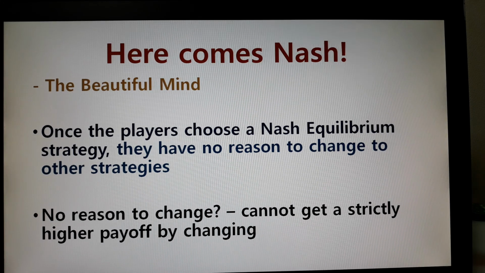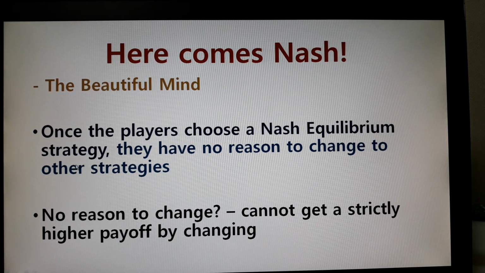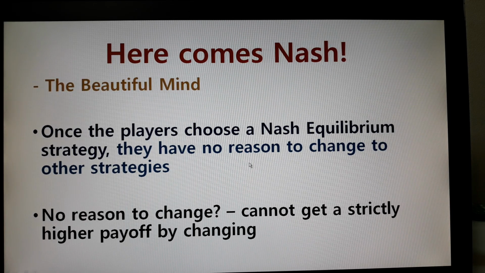Okay? So, what is Nash equilibrium? Roughly, once the players choose a Nash equilibrium strategy, they have no reason to change to other strategies. Okay? So, it's important. For some reason, they begin to play this.